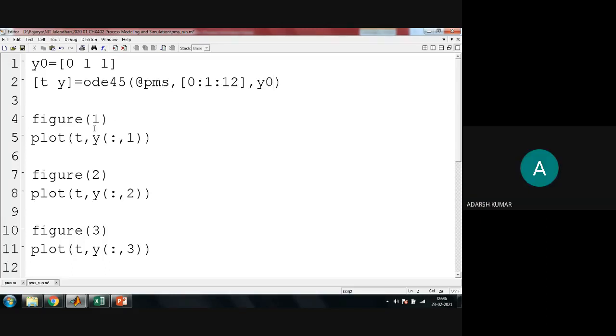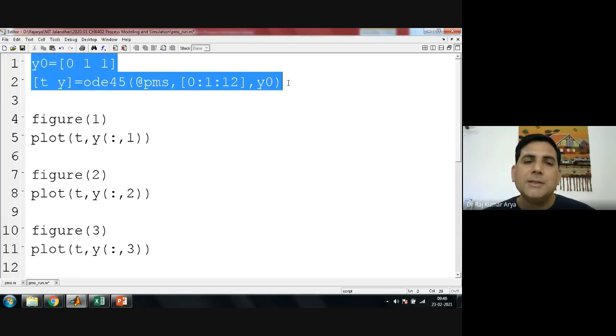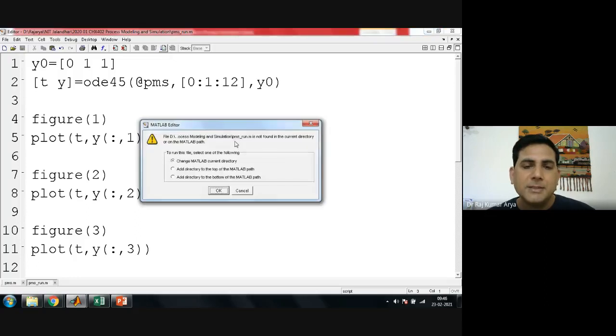So only this much is enough to solve your function file. After that, what do we want? We want a graph of that. So let's say here you have three variables: y1, y2, y3. All values of y would be stored in this particular y. So if you want to run it here, let's run it.